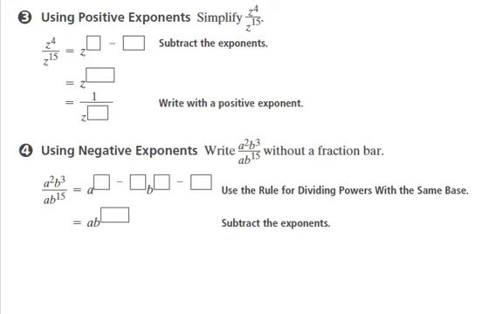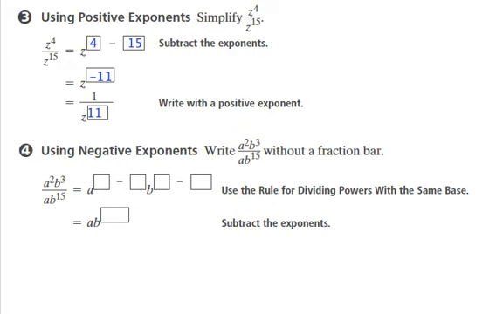For number 3, using positive exponents, simplify z to the 4th over z to the 15th. Well, z to the 4th over z to the 15th would be z to the 4 minus 15, which would give us z to the negative 11. Well, z to the negative 11 equals 1 over z to the 11th.